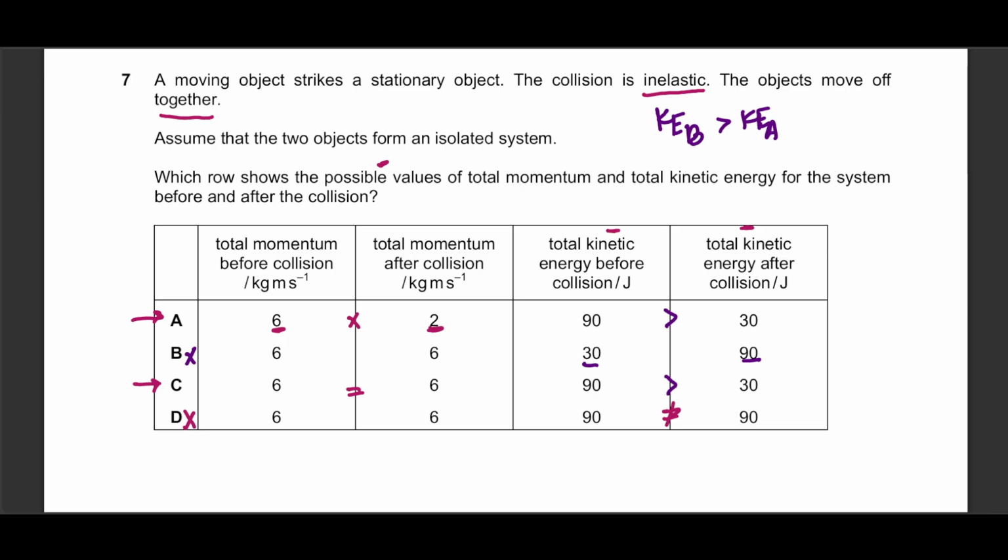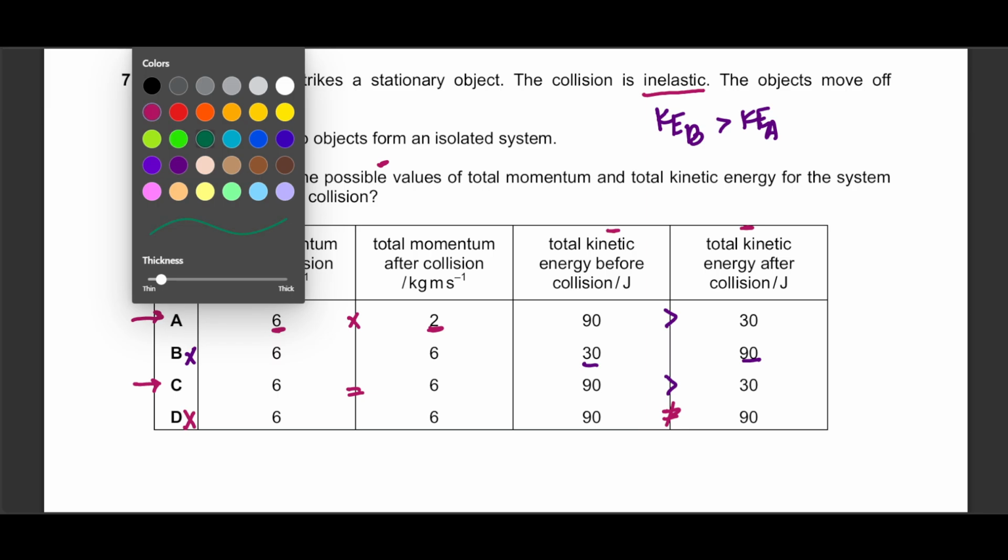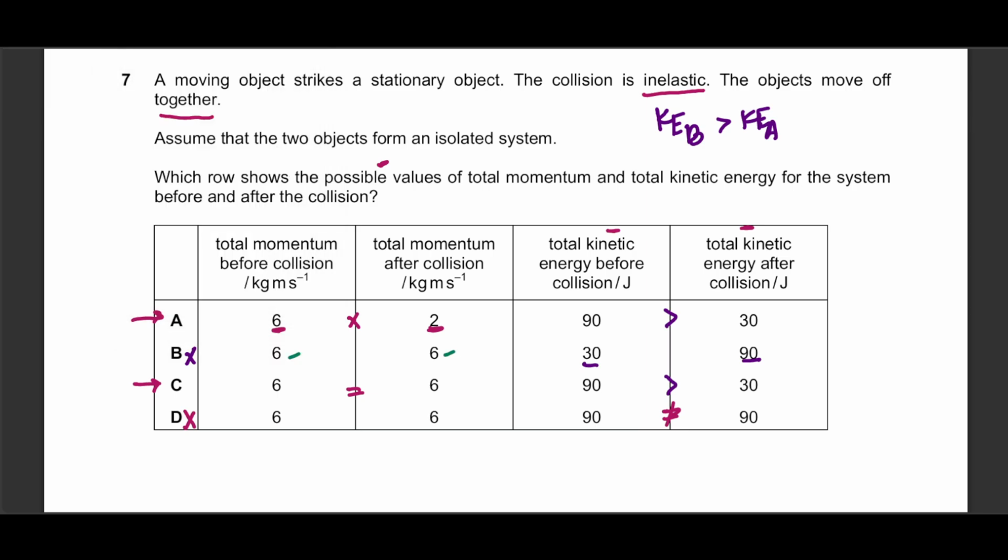So the only option that fulfills all of these statements, you see, these were also right. B, C, and D were also correct in terms of maintaining the momentum before and after, but they had other issues. That's why they have been rejected. So the best answer in these circumstances will be option C.